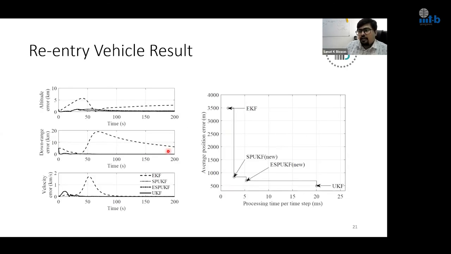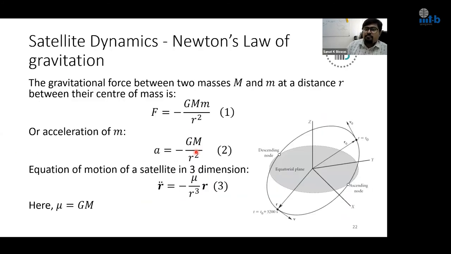So this is the figure that shows the efficiency of the unscented Kalman, ESPUKF and SPUKF in this re-entry vehicle tracking problem as well. So now we'll see that application in tracking a satellite or navigation satellite, right? So there, let's talk a little bit about satellite dynamics, right?